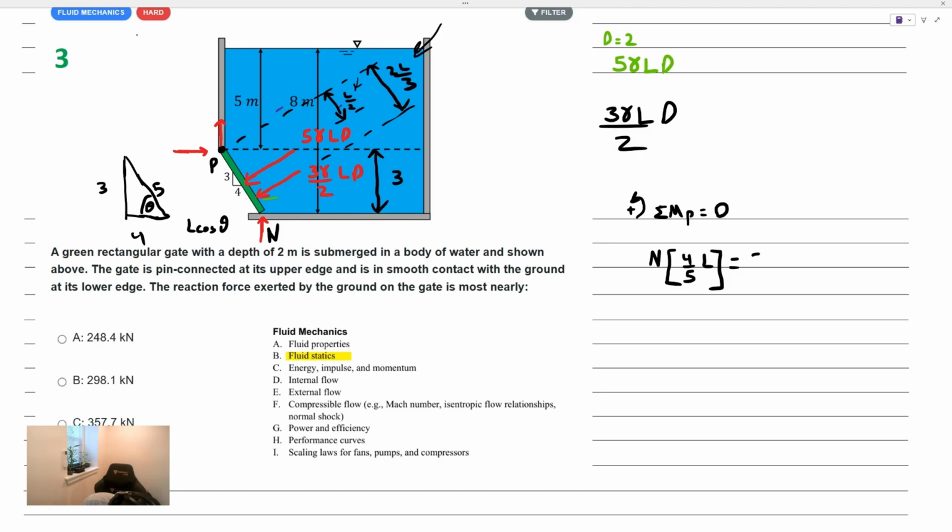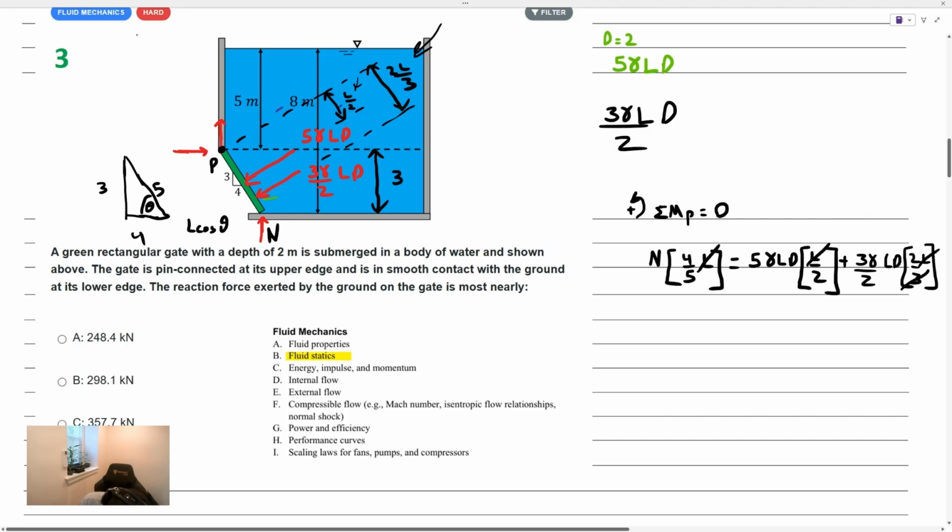There's one due to that rectangular resultant force, 5 gamma LD, multiplied by the distance. That distance is half of the length. And then we also have another contribution due to that triangle, 3 gamma over 2 LD, multiplied by 2/3 of the length there. You could see that all of the lengths cross out here. Additionally, this 3 will cancel out.